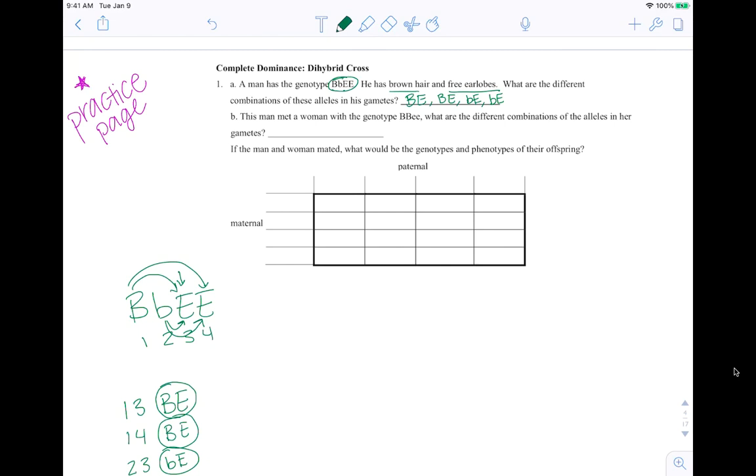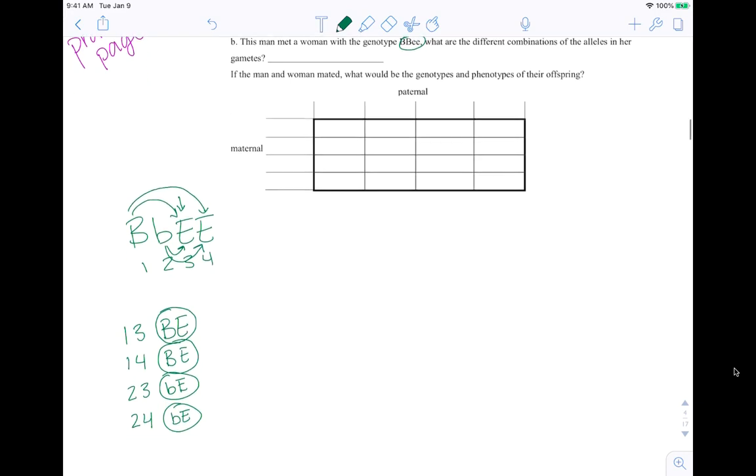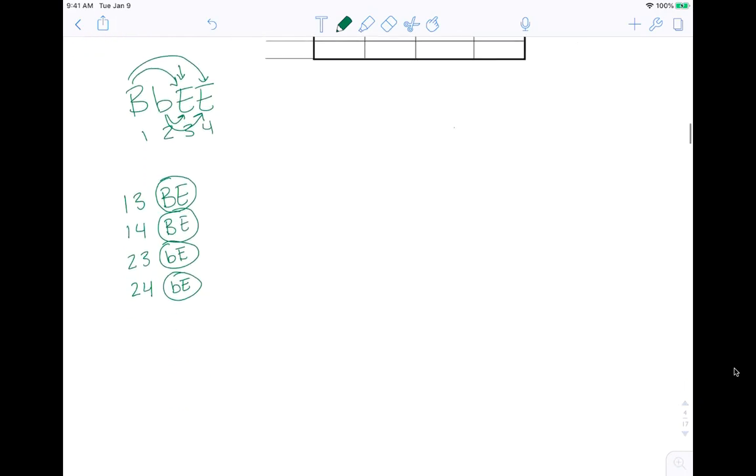Okay, then this man met a woman, and her genotype is this. So we're going to do the same thing for her. She's big B, little e, little e. I'm going to write that over here. Again, we have 1, 2, 3, and 4 letters. The standard convention here is going to be like this: 13, 14, 23, 24.